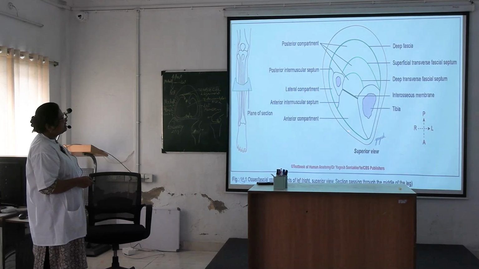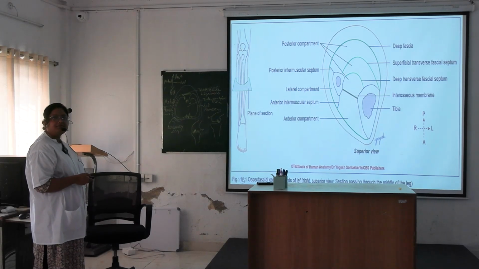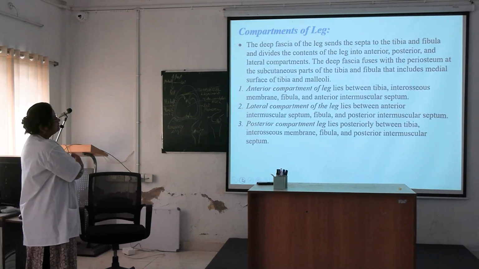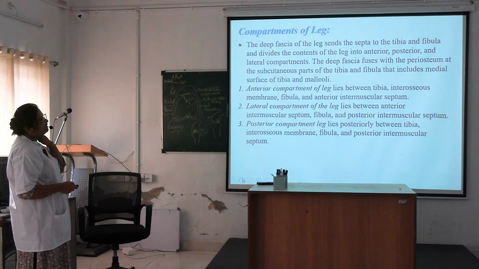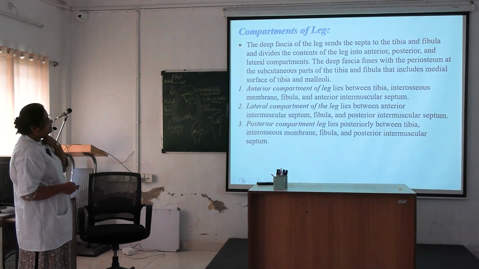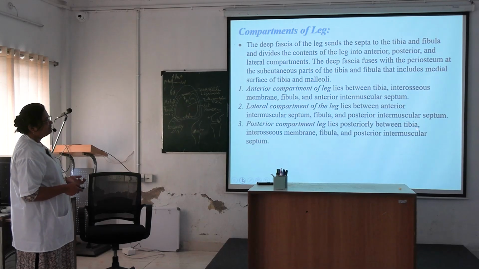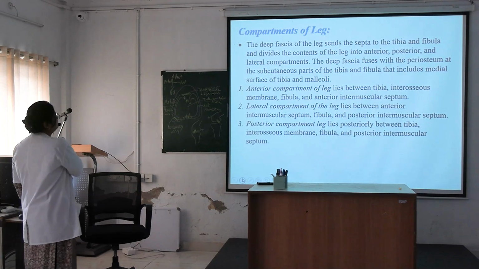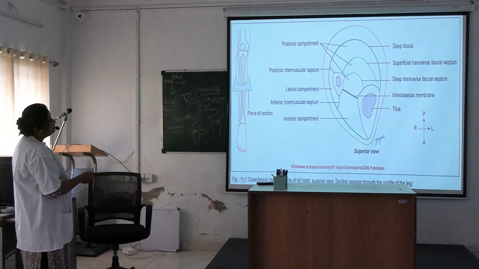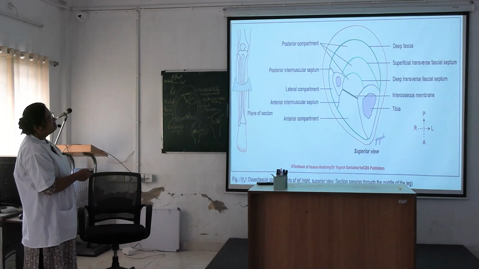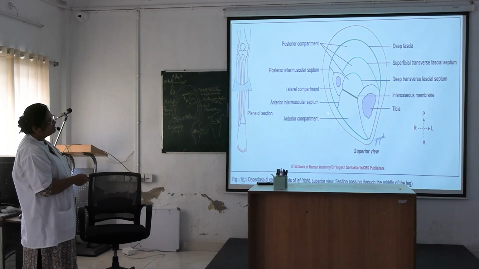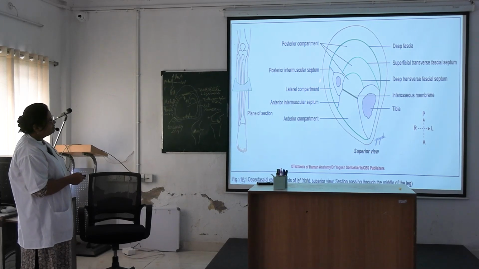See here, this is the anterior compartment lying between the tibia, fibula, anterior intermuscular septum, interosseous membrane and the deep fascia. Okay, this is the boundary. Next, lateral compartment of leg lies between anterior intermuscular septum, fibula, posterior intermuscular septum. See here, this lateral compartment lies between the fibula, anterior and posterior intermuscular septum and superficially deep fascia. Okay, so this is lateral compartment.